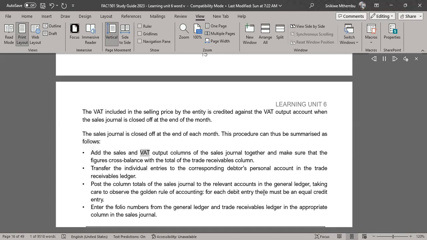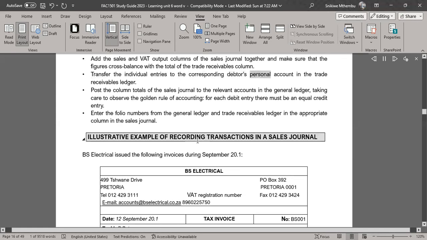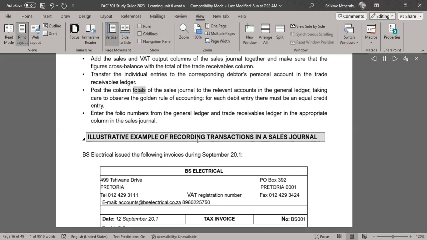Add the sales and VAT output columns of the sales journal together and make sure that the figures cross-balance with the total of the trade receivables column. Transfer the individual entries to the corresponding debtor's personal account in the trade receivables ledger. Post the column totals of the sales journal to the relevant accounts in the general ledger, taking care to observe the golden rule of accounting. For each debit entry, there must be an equal credit entry. Enter the folio numbers from the general ledger and trade receivables ledger in the appropriate column in the sales journal.